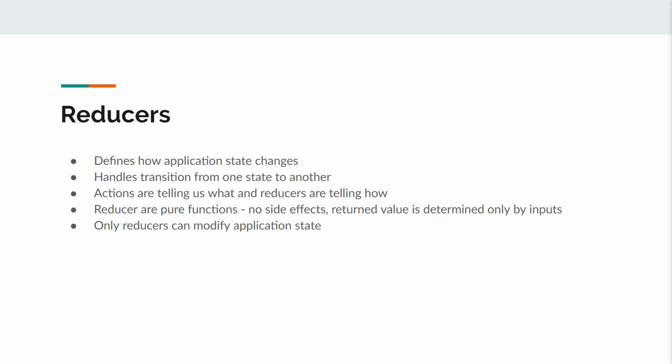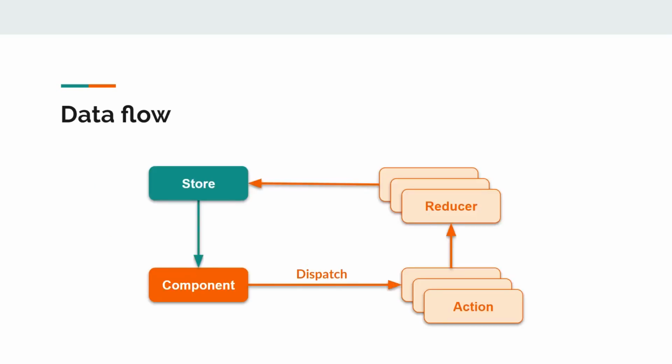And to summarize everything, we have store, where our application data is living. Actions are telling us what to change in our store, and reducers are responsible for telling us how to change it. Okay, so over here we can see how all these elements are working together.